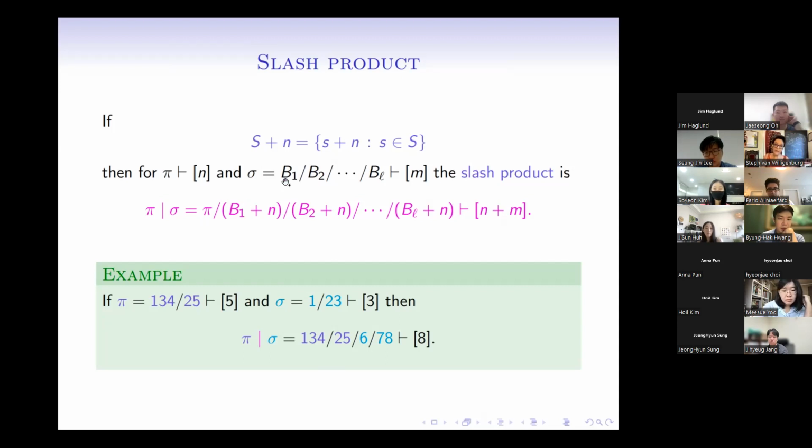And then I'm going to take the first block of sigma and add n to all of its elements, write it down. Then I'm going to do the same thing with the second block of sigma, third block of sigma, and so on. So let's do an example. If pi is 1, 3, 4, 2, 5, and sigma is 1, 2, 3, then pi slash sigma is going to be the following thing. We're going to first write down 1, 3, 4, 2, 5, and then since this is a set partition of 5, we're then going to write down 1 plus 5, which is 6, 2 plus 5, which is 7, and then 3 plus 5, which is 8.